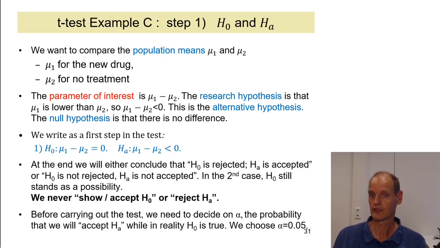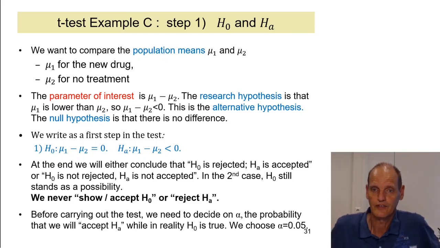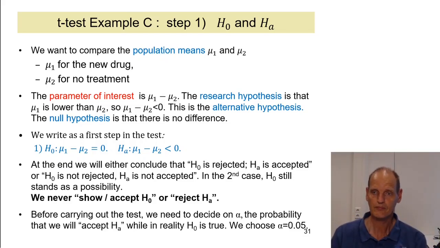Before carrying out the test, we need to decide on alpha, that is the probability to reject the null hypothesis or accept HA, when in reality the null hypothesis is true. Sometimes that is possible. In reality there is no difference, but seemingly in the two samples there is a big difference. We usually choose alpha at 5%, as we do here.